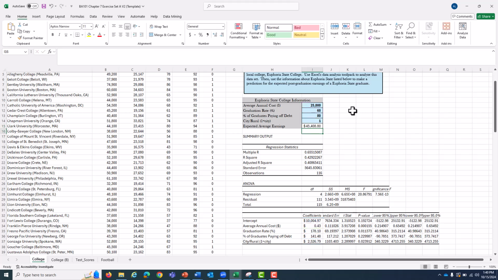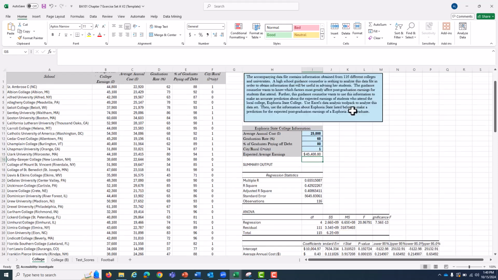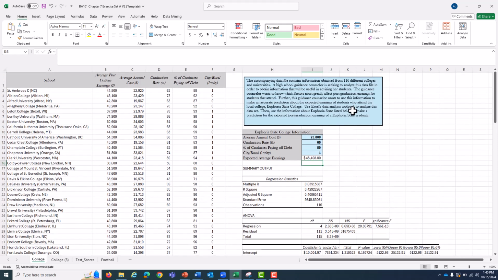And my answer is that based upon this information we have, the sample set of 116 different colleges and universities, a Euphoria State graduate, given that it costs $25,000 a year, that 60% of students graduate, that 80% of the students that do graduate end up paying off their debt, and that it is in a city location, can expect to earn $45,480.80. So that's the guidance counselor right here.